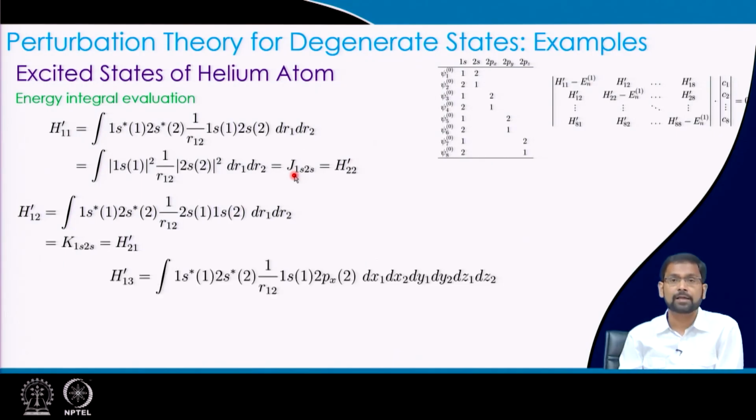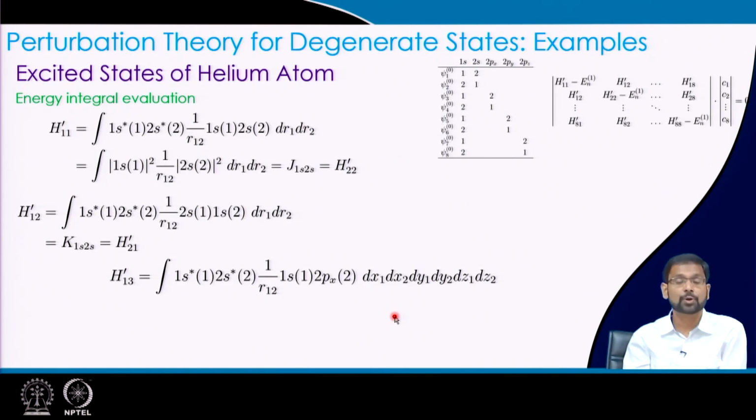Now let us consider another matrix element H prime 1 3, where the left hand side or the bra side is psi 1, the ket side is psi 3. What psi 1 is, you have already seen, 1s1 2s2. The ket side is psi 3, where electron 1 is in 1s, electron 2 is in 2px. Now here, instead of writing dr1 dr2, I have actually expanded it in terms of dx1 dy1 dz1, and similarly for electron 2 coordinates. Now what is the value of this integral?